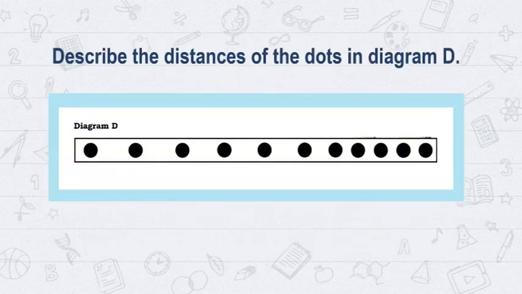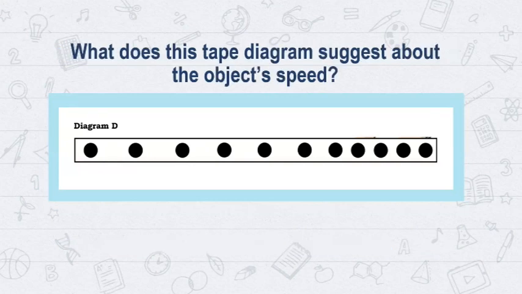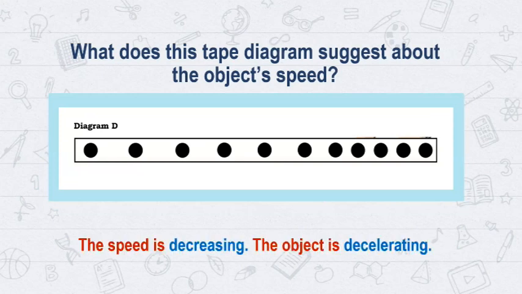We got another diagram. Describe the distances of the dots in diagram D. You're right. The distances of the dots are decreasing. And what does this tape diagram suggest about the object's speed? Exactly. The speed is decreasing. Therefore, the object is decelerating. Wow, you really understand how to analyze diagrams.